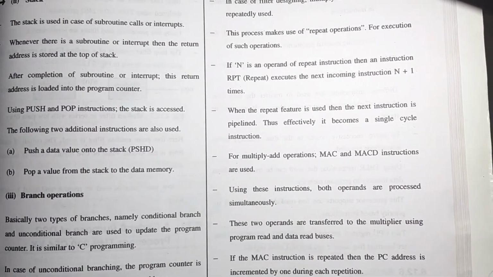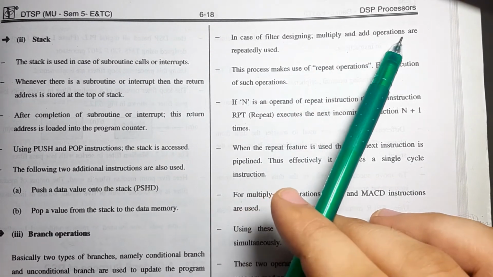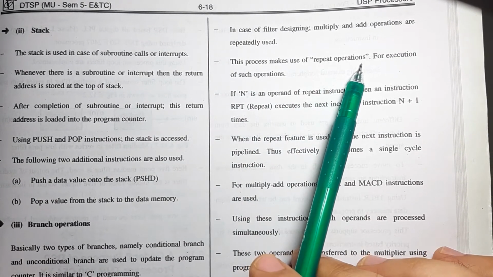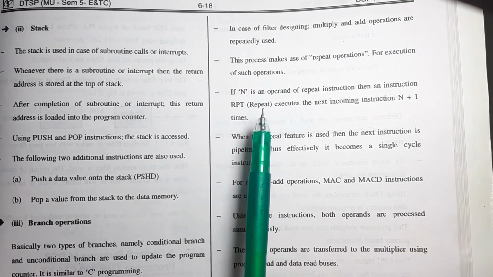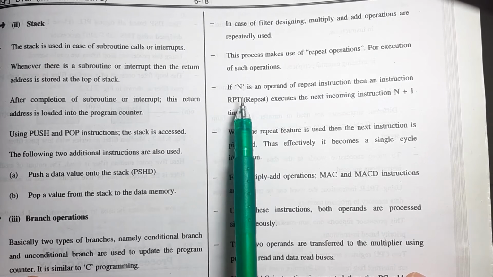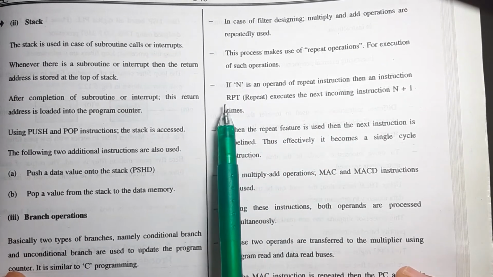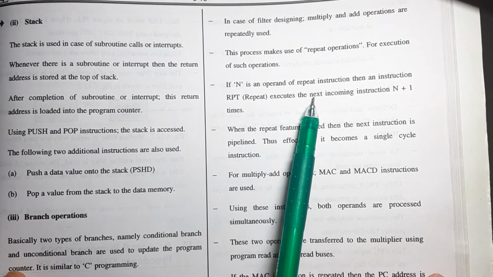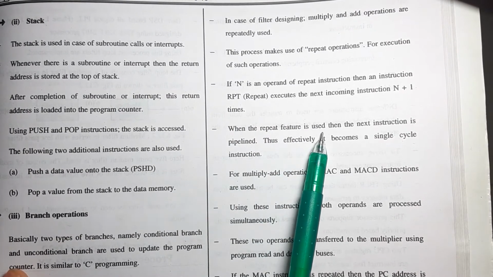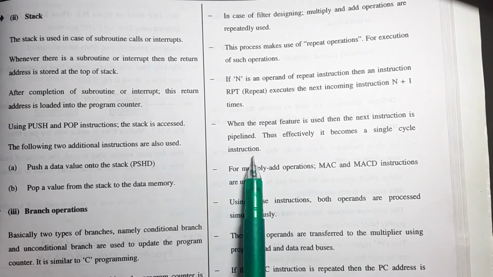In case of filter designing, multiply and add operations are repeatedly used. This process makes use of repeat operations for execution of such operations. Now if N is an operand of the repeat instruction, then the instruction RPT, or repeat, executes the next incoming instruction N plus 1 times. When the repeat feature is used, the next instruction is pipelined. Thus effectively it becomes a single cycle instruction.